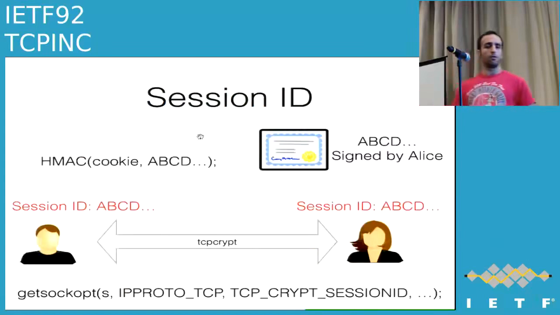So, once you establish a TCP-Crypt connection, what you get back is a session ID. You could call getsockopt on the socket if you're TCP-Crypt aware, and you get back a hash. In this case, the number is like ABCD. And if you compare these two session IDs, it means that there was no man-in-the-middle attack, right? So by default, you get protection against passive eavesdropping, which is what we care about in this particular working group. But now that we've done the hard work of establishing a key, why not let applications authenticate on top of that if they wish to do that?